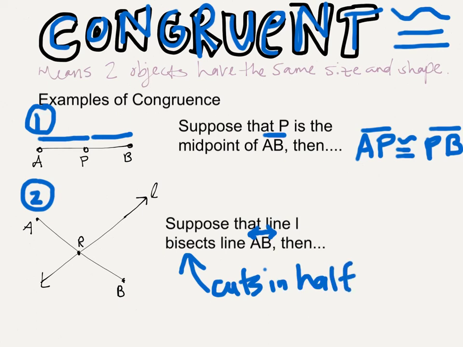So what could I assume? Well, I hope you're thinking that this section must be congruent to this section. Let's go ahead and write that in. Then AR, that's a segment, is congruent to RB.